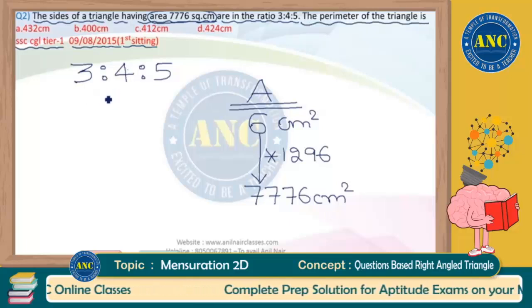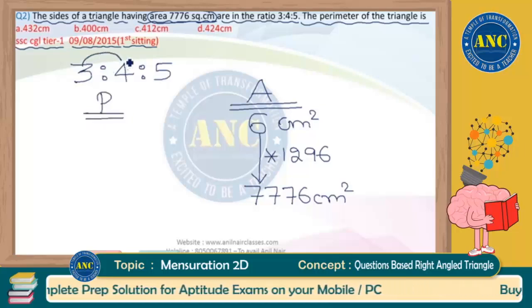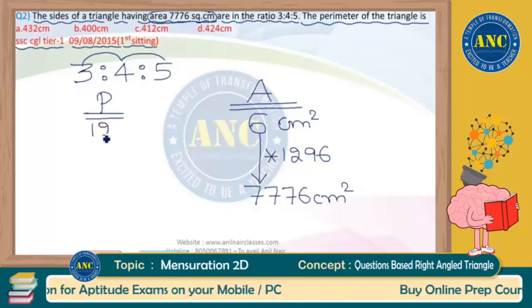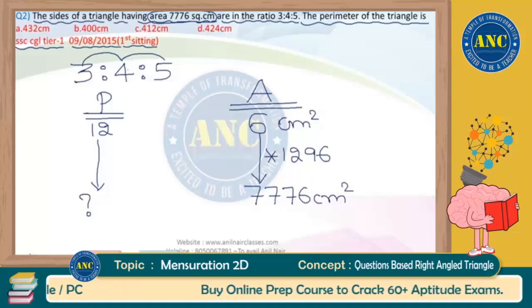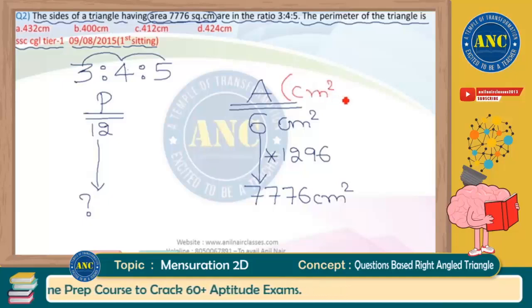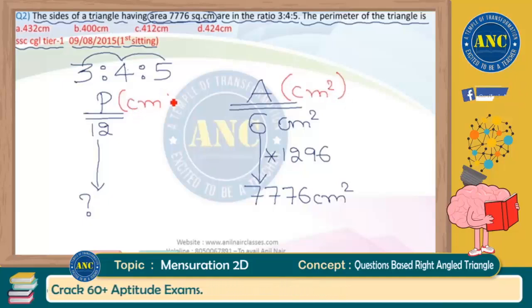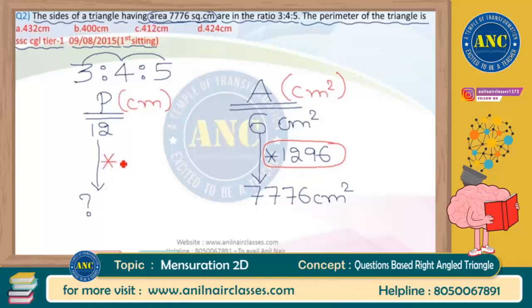According to the ratio, the perimeter of this 3, 4, 5 right angle triangle is 3 plus 4, 7, 7 plus 5, 12. According to the ratio, it is 12. According to the question, how much are they asking? Same thing whatever I have explained in my previous problem. Area is in centimeter square. Perimeter is in centimeter power 1. So this multiplying factor is in centimeter square right now. But I want to multiply this 12 with centimeter power 1. That means I should take the square root of 1296. Square root of 1296 is 36.